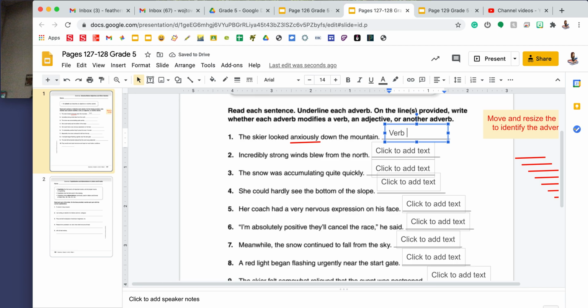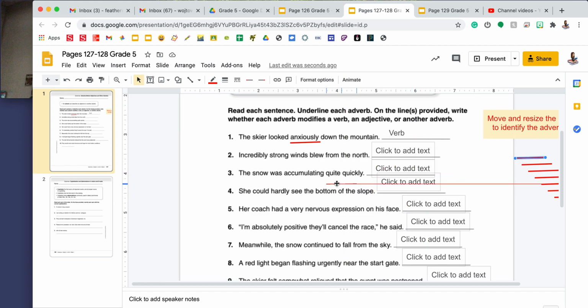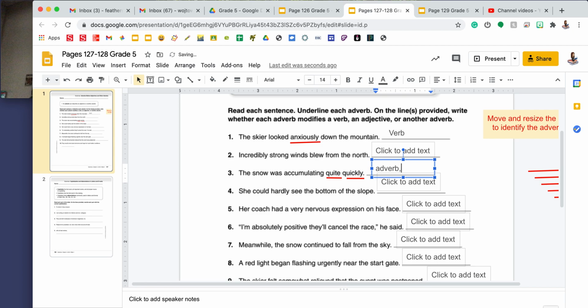I also want to take a look at number 3. The snow was accumulating quite quickly. There are two adverbs here. The first one is quite, and the second one is quickly. Now, quite is describing the adverb quickly. So it is modifying an adverb. And then quickly is modifying the verb or describing the verb accumulating. So I have to say what each of my underlines is modifying. All of them only have one adverb except for number 10. Number 10 also has two adverbs.